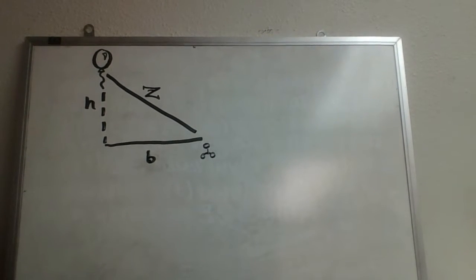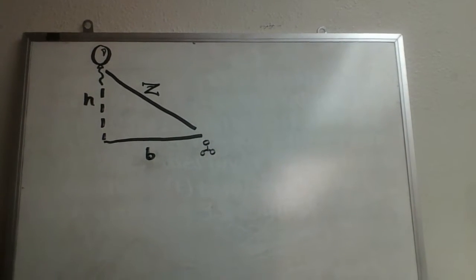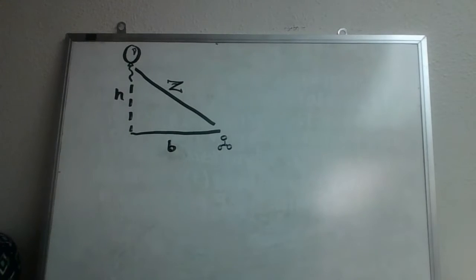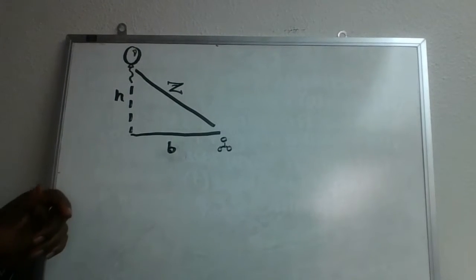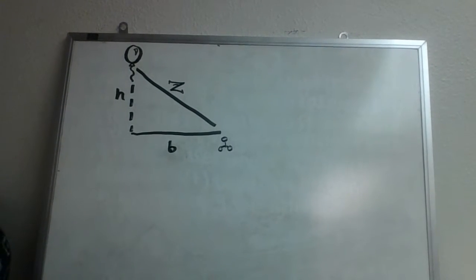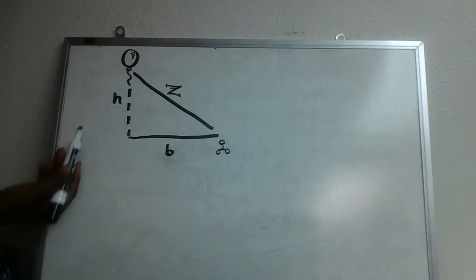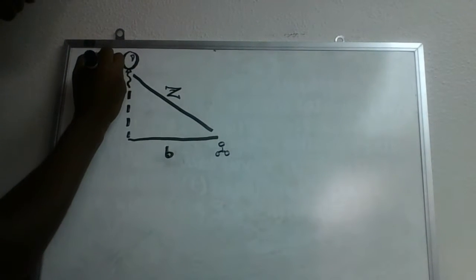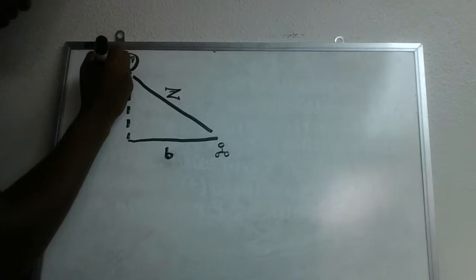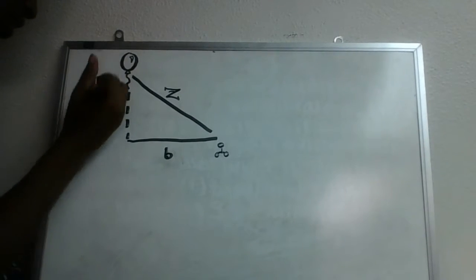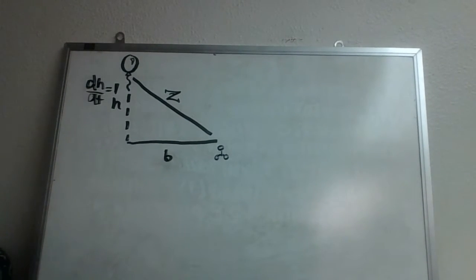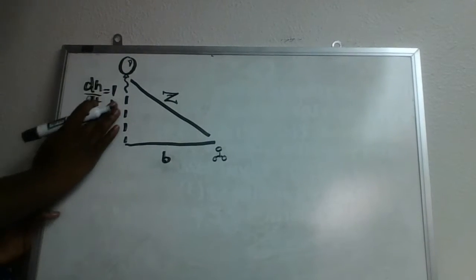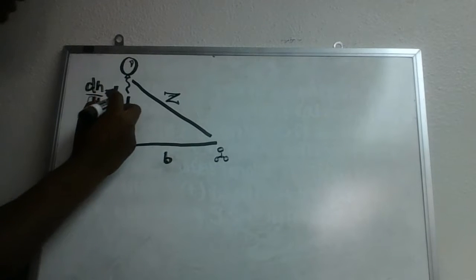Since the balloon is rising at a constant rate of 1 foot per second, that will be dH over dt, because that's the derivative. So dH over dt equals 1, and that's the rate it's moving at. And here I'm going to write this h a little lower so that you guys don't get confused.